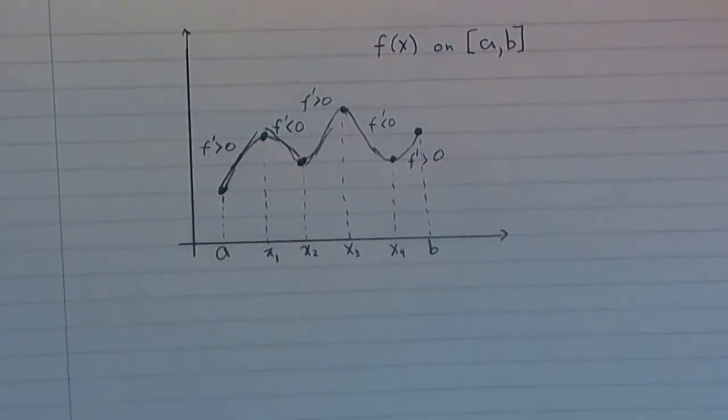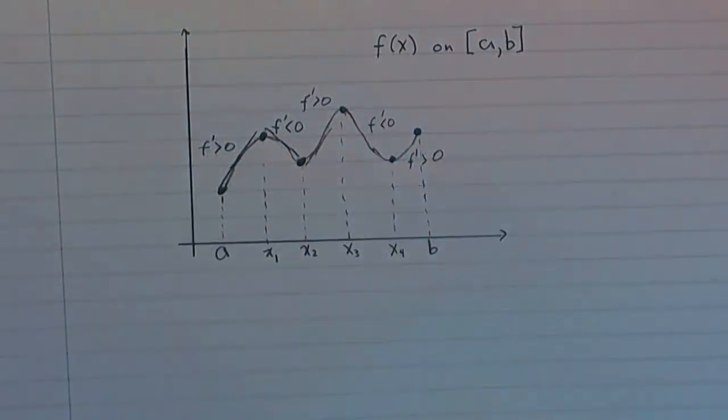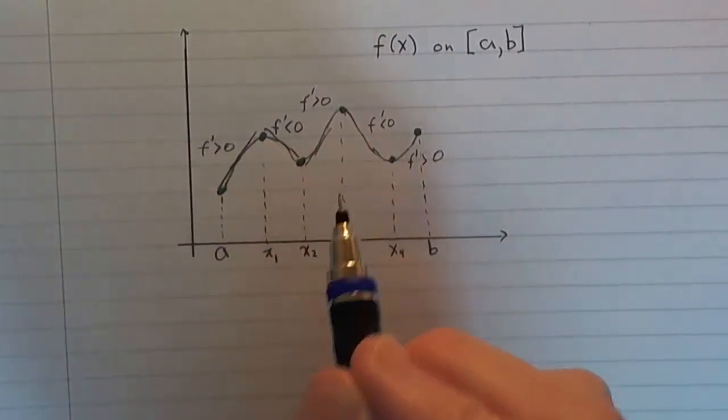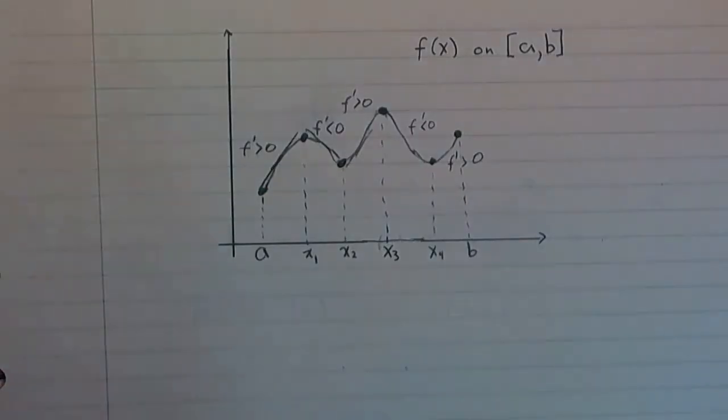Now, what I want to focus on here, though, is this thing called extrema. In other words, if we have a closed interval like this, and we want to find the high points and the low points on the function, in other words, the maximum values and the minimum values, can we use the derivative for that? Well, let's see. First of all, let's determine what we mean by maximum, what we mean by minimum.